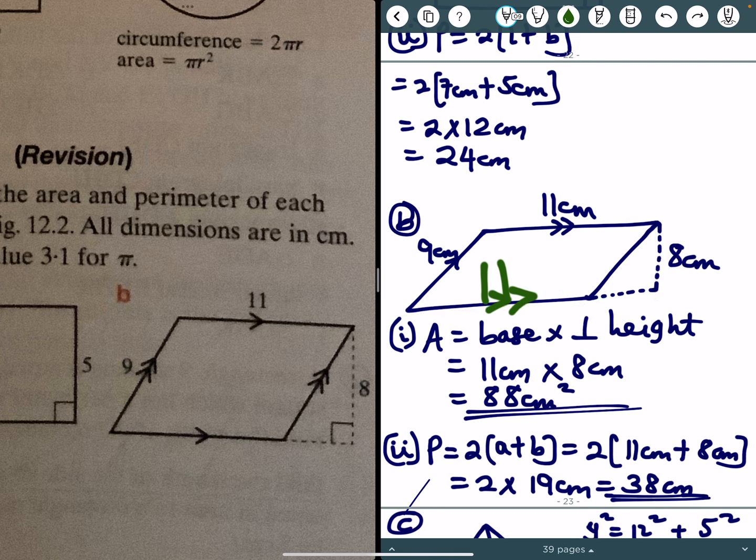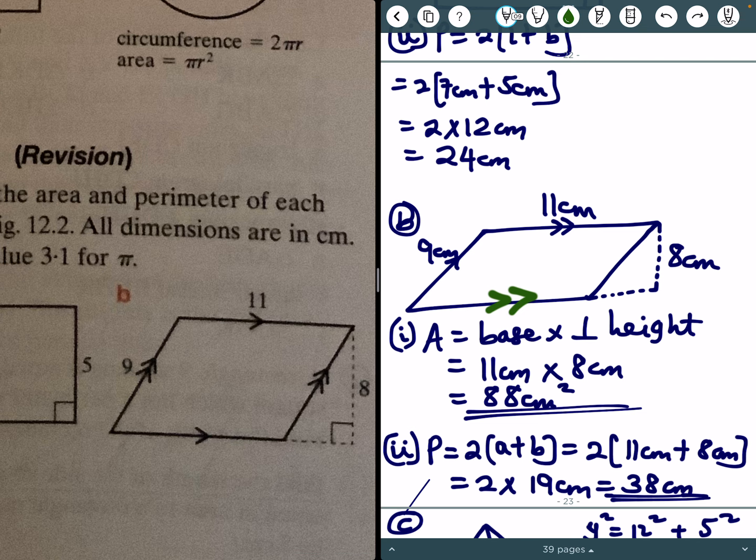Also, if we were given something like this, 9, let's say the height was drawn here like this, we could use 9 times h. 9 times h would have also given us the area of the parallelogram. So take note of that. Very important.